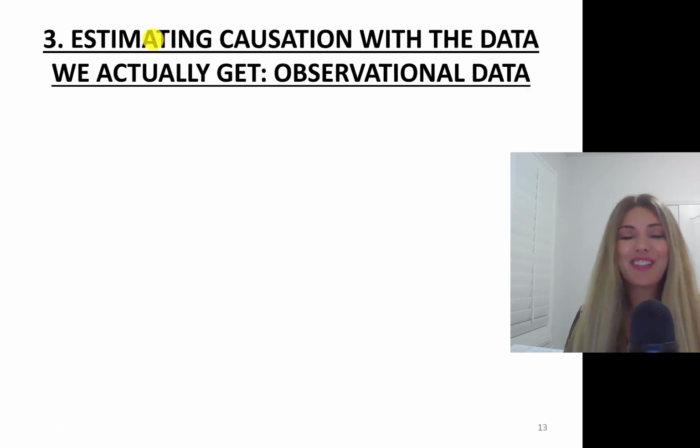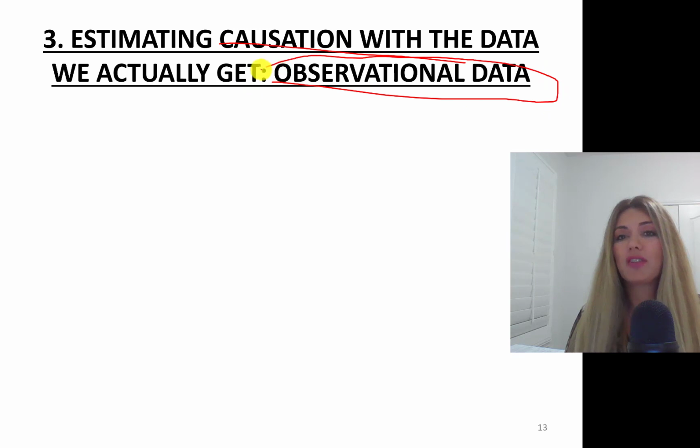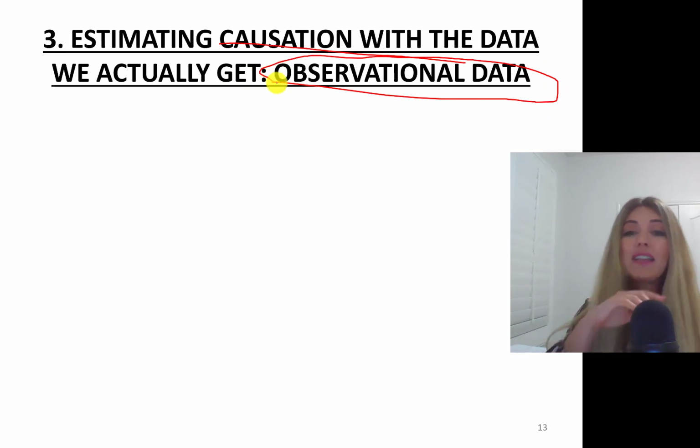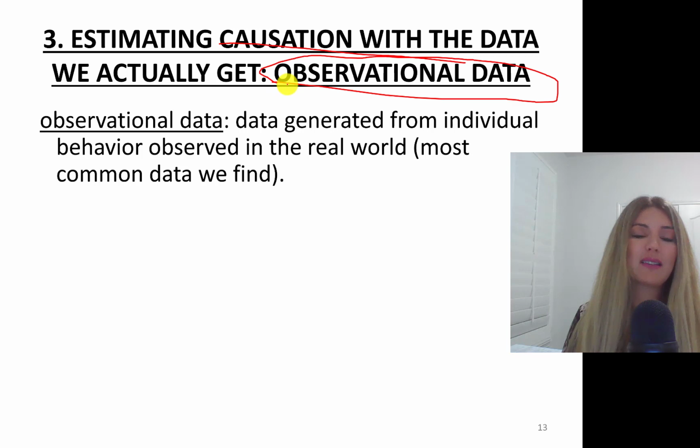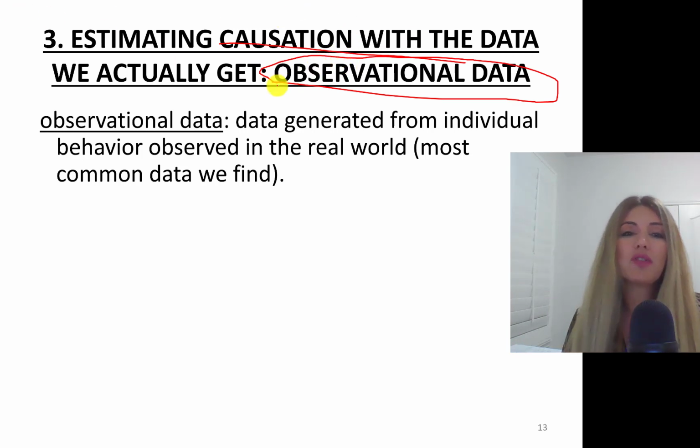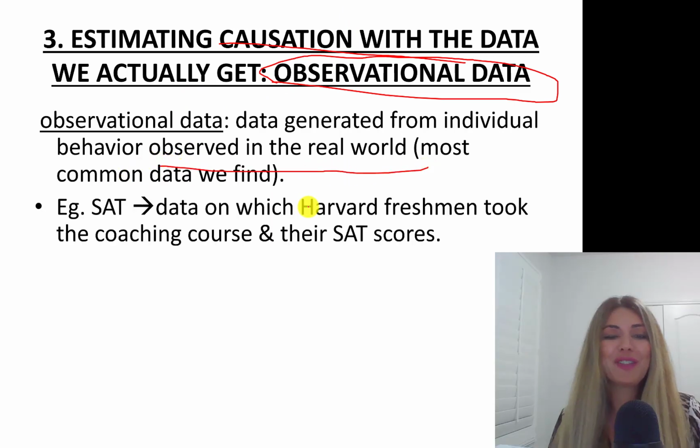Let's get started with the topic of estimating causation with the data. We actually get observational data. Observational data means this is a type of data set that's already out there, that's already collected, ready for researchers to analyze. Observational data is data generated from individual behavior observed in the real world. Most common data we find in doing research.